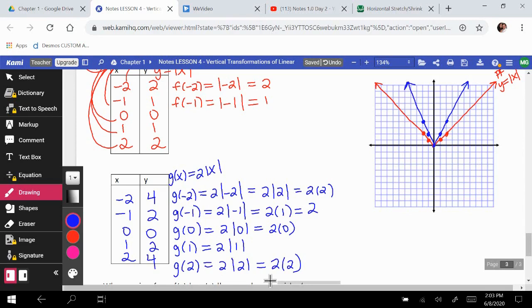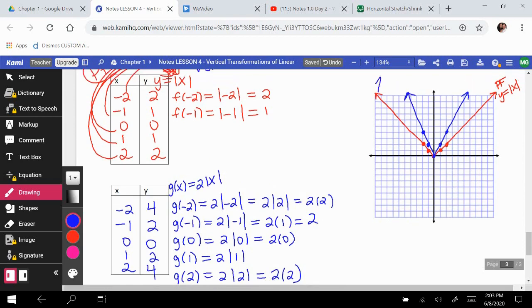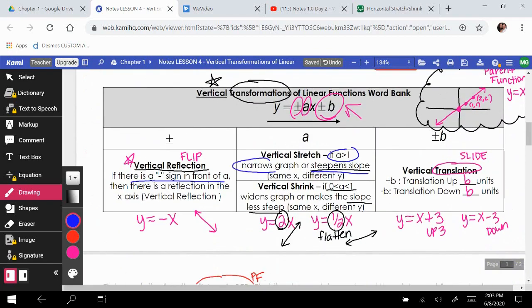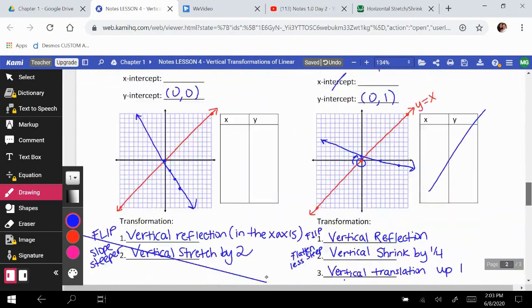All right, and really, you can see that what ends up happening to the V is that it gets more narrow. That's because as you grab these lines and pull them upwards, think of like a rubber band that you're pulling upwards. It's going to actually get more narrow when you're doing a vertical stretch. Okay, so that's why way back here, we say that it either narrows the graph or steepens the slope, because with a V shape, a vertical stretch actually causes the graph to narrow, which is interesting.